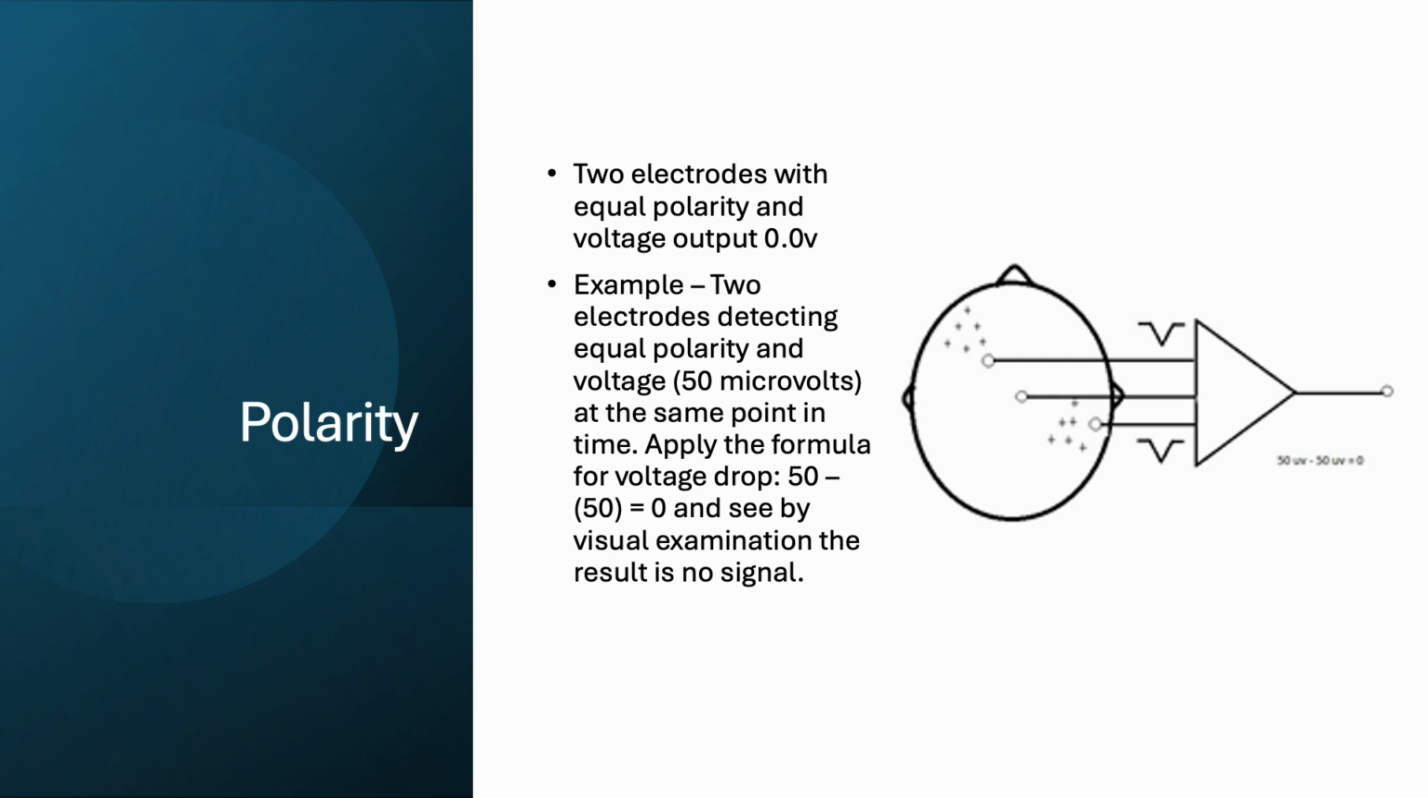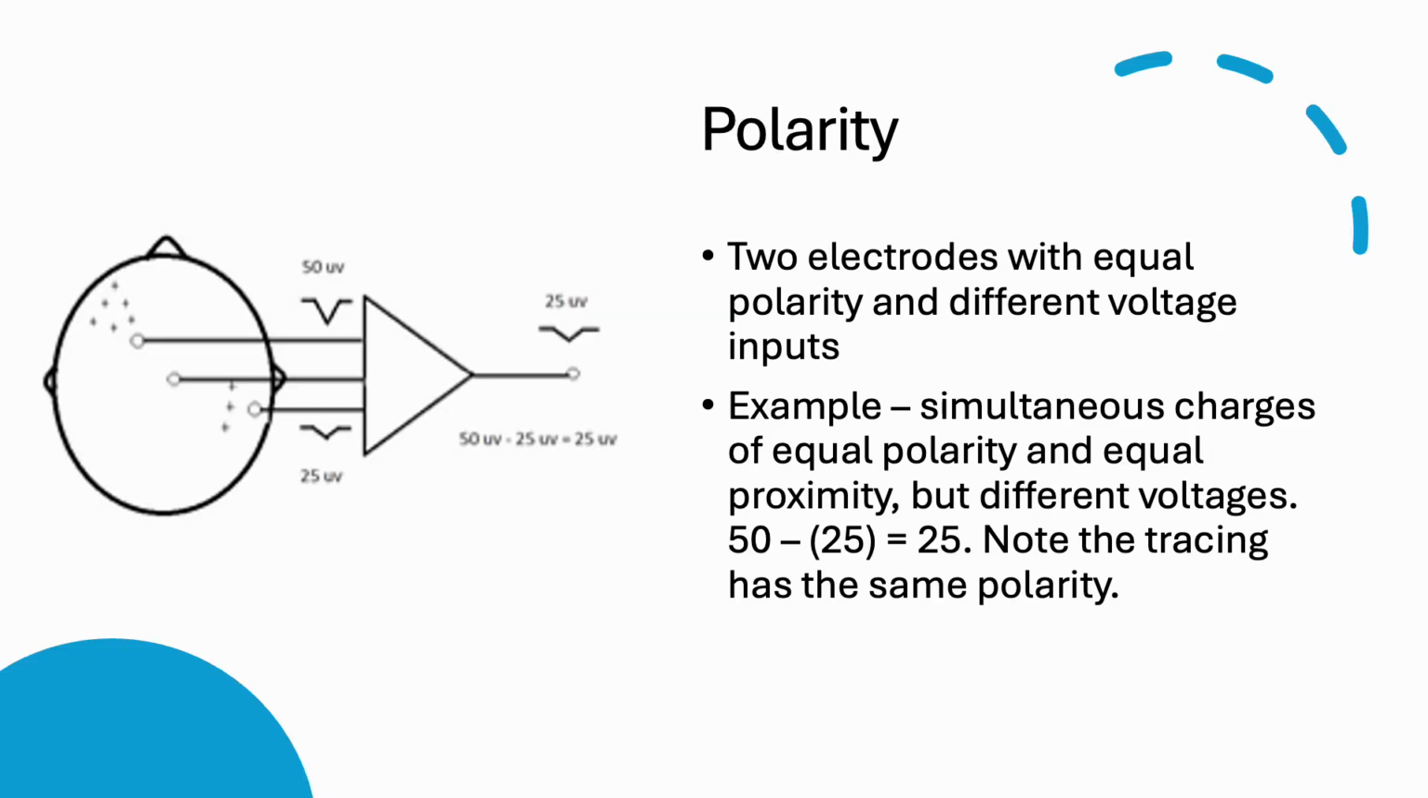So if you have two areas that are of equal polarity and equal voltage, you should get a flat 0.0 signal. For instance, if you have two mastoids that are registering 50 microvolts, just for an example, it should be 50 minus 50, which would equal 0, and that cancels each other out. More likely, when dealing with EEG, we will have two electrodes with equal polarity and different voltages. When subtracting the reference electrode of 25 microvolts from the exploring electrode of 50 microvolts, you get a positive or downward deflection of 25 microvolts.